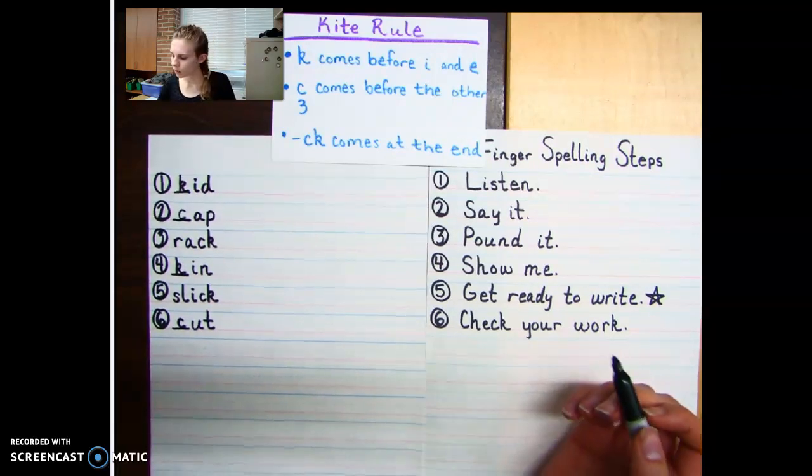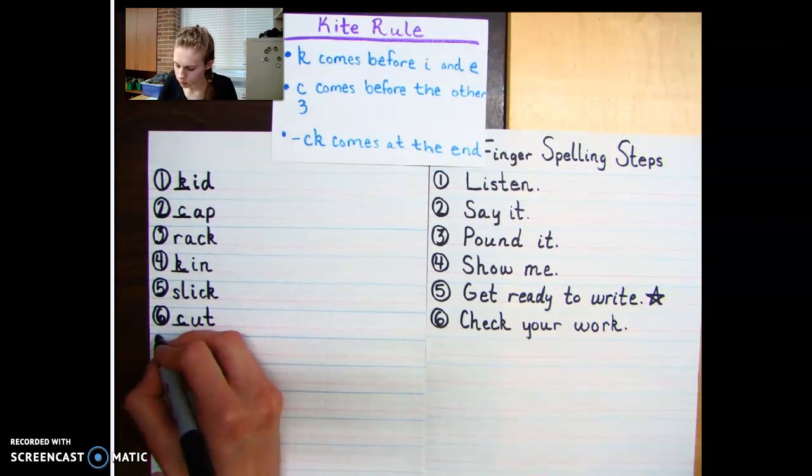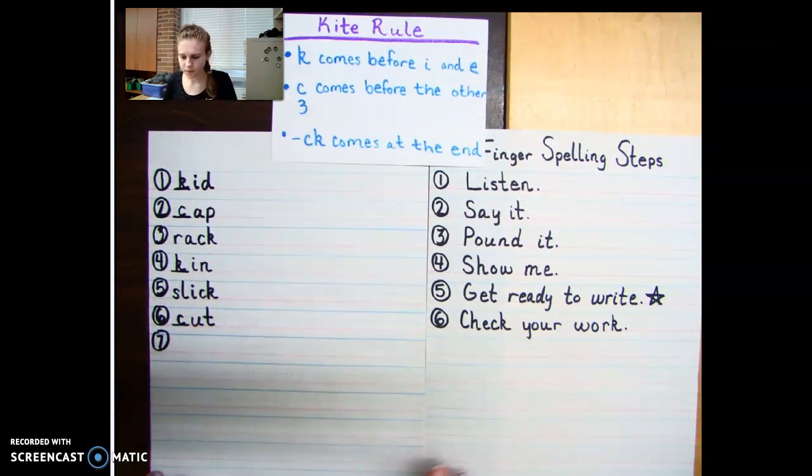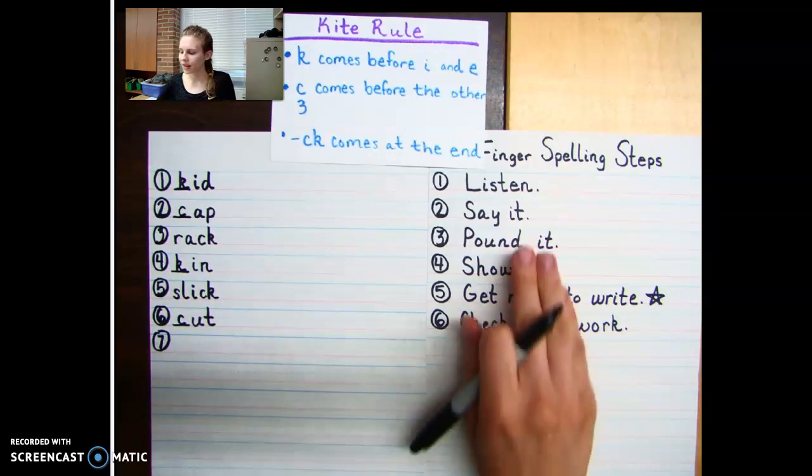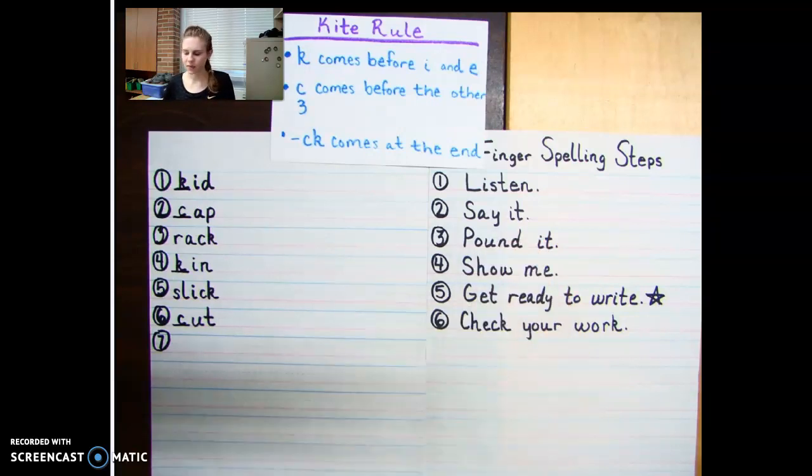Let's do one more. Nice number 7 on your page here. Okay. For number 7, listen. The word is cot. Cot. Okay, a cot is like a kind of a really thin bed. Sometimes they use them for like camping as a cot. You can set it up. Okay, say it. Cot. Pound it. Okay, show me.